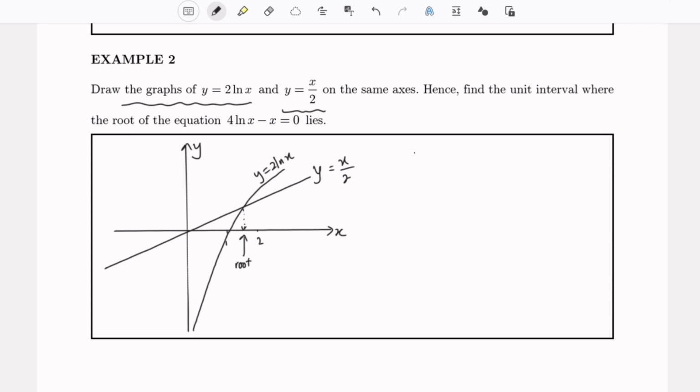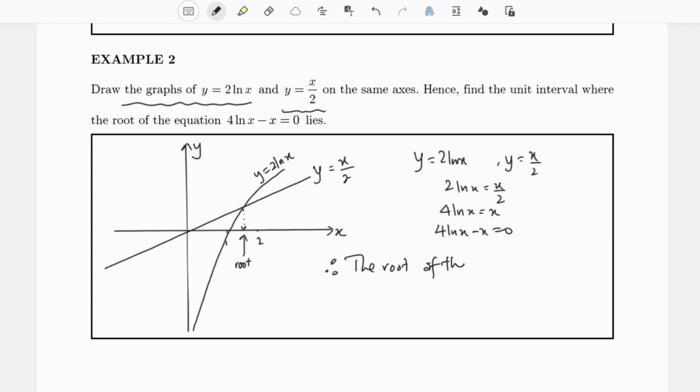So we have y = 2 ln x and y = x/2. So 2 ln x = x/2, 4 ln x = x, 4 ln x - x = 0. Hence, the root of the equation 4 ln x - x = 0 lies in the interval (1, 2).